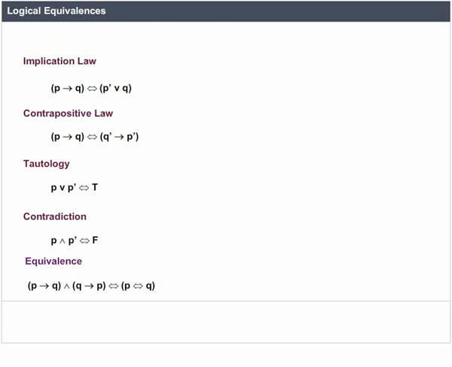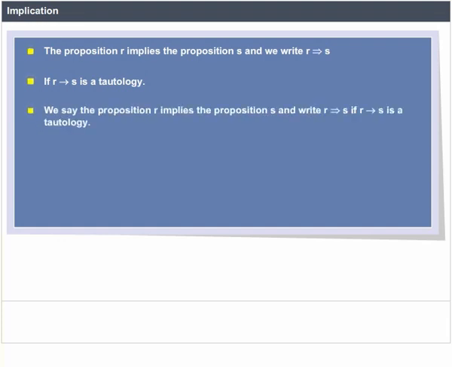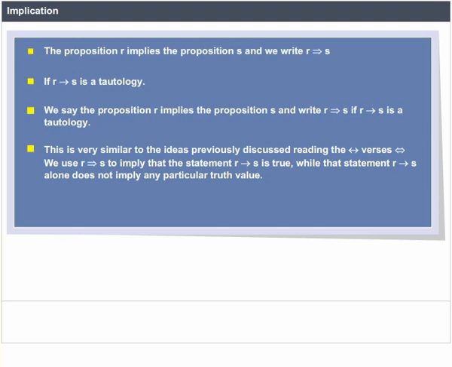Implication. The proposition R implies the proposition S, and we write R ⇒ S, if R implies S is a tautology. This is very similar to the ideas previously discussed regarding the difference between implies and if and only if. We use R ⇒ S to say that the statement R implies S is true, while the statement R implies S alone does not imply any particular truth value. The symbol ⇒ is often used in proofs as a shorthand for implies.